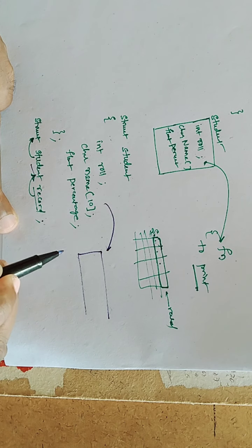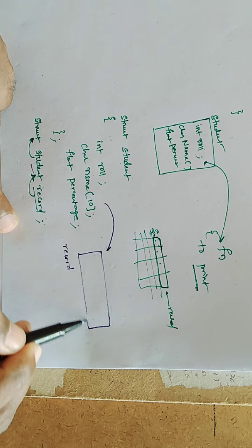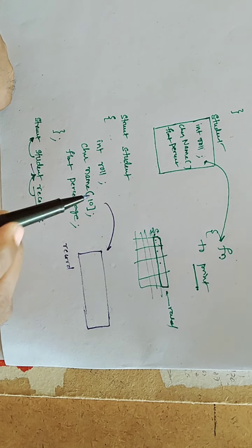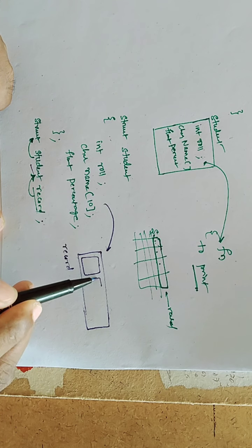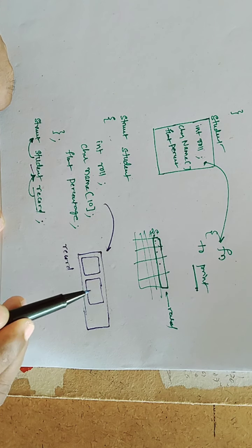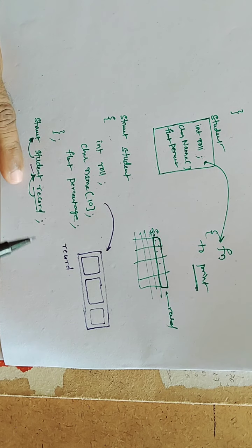What is the name of this variable? Record. And record has how many members? Three members. One is what? A roll number, or roll. Second one is what? An array for name. And third one is what? Percentage. Now tell me, what is the size of this record?